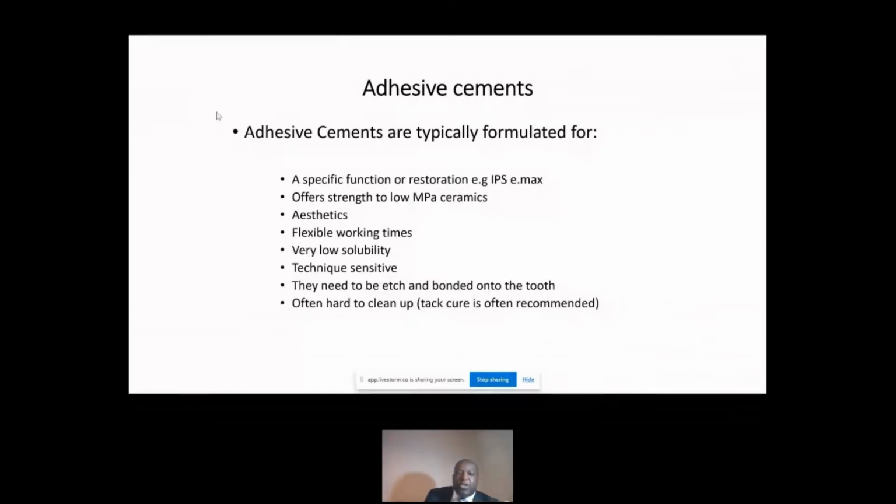But with the first generation adhesive cements, they are technically sensitive. A number of steps are needed to get a maximum benefit. And moisture control is so important, because if a tooth gets wet, you have a problem. And it's often very hard to clean up after you've done such cementation. So a tack cure is often recommended.